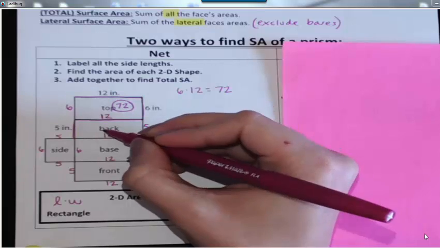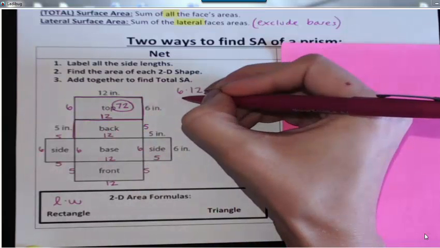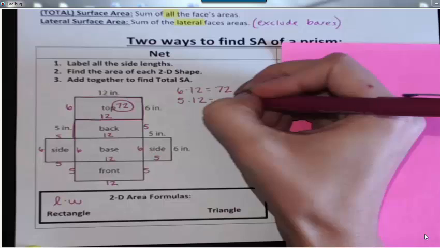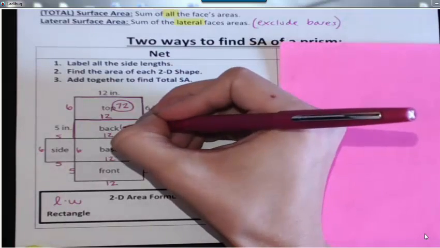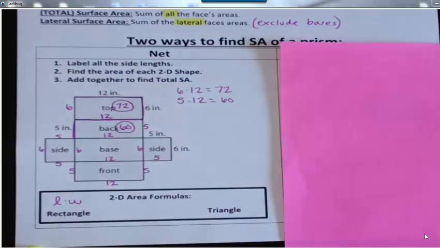The one that's under it, that's labeled the back, I'm going to multiply length times width, 5 times 12, and I should get 60. So the area of that rectangle is 60. Go ahead and do the rest by yourself. Pause it, and when you're done, push play again.